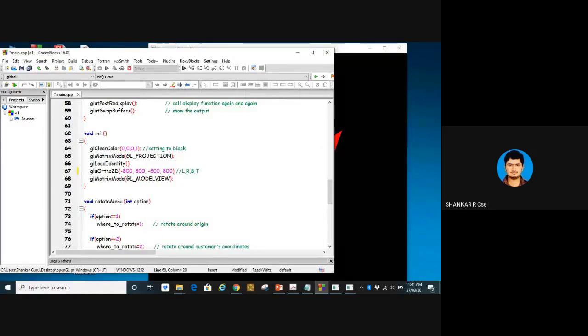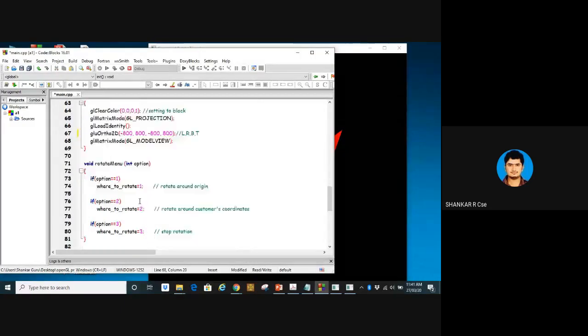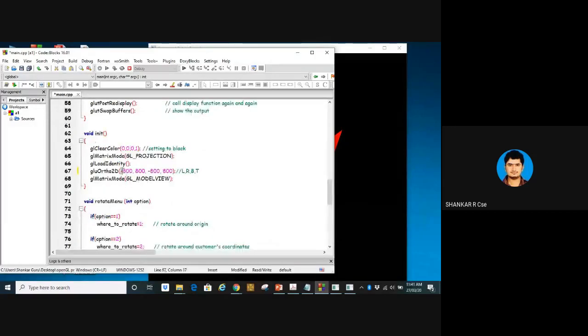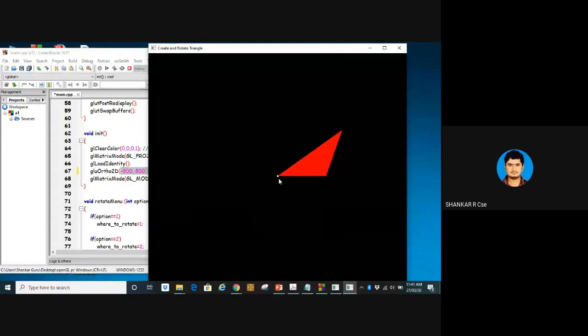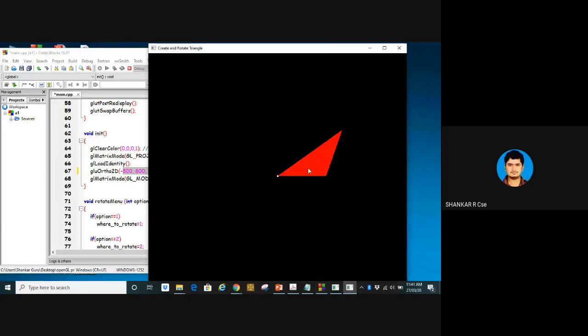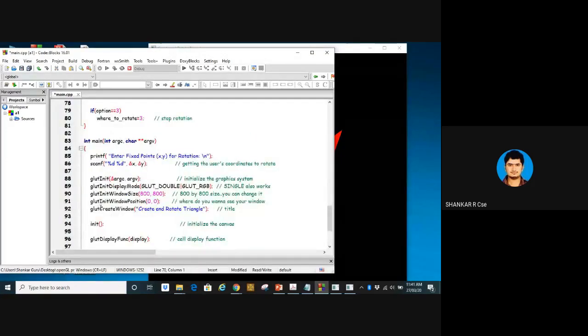You can ask me why. This is purely my wish. You can take any size and any camera coordinates, any viewing coordinates. It's just that I can show to my students that the triangle is situated at the center. This is my mathematics adjustment. If you don't like this, you can easily change all this and take your own viewing coordinates. So that's it about your init.